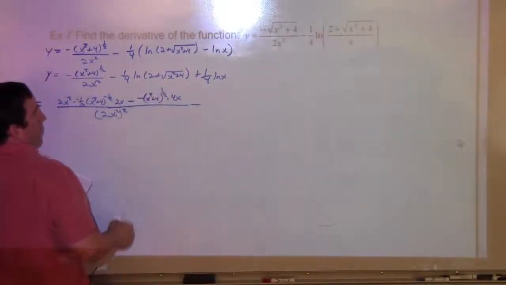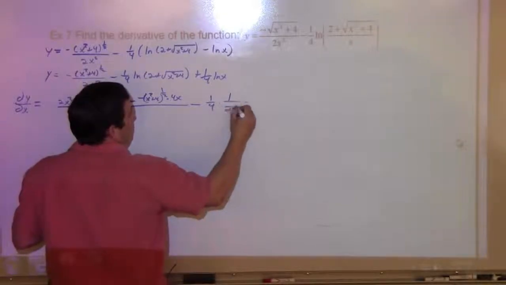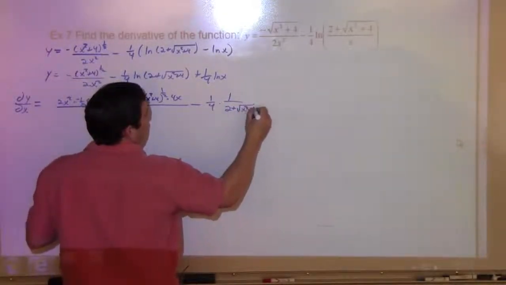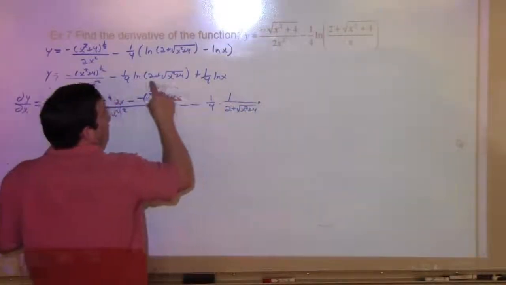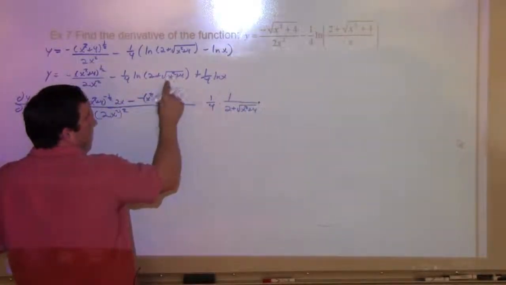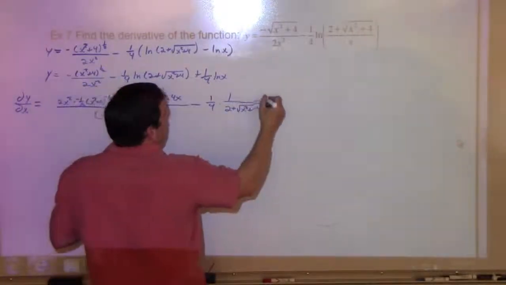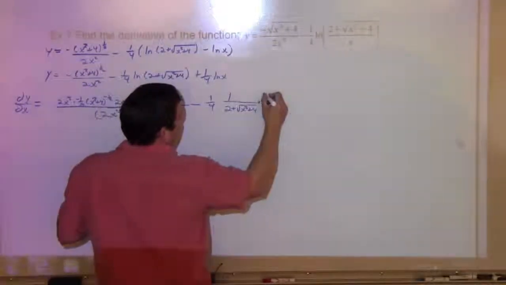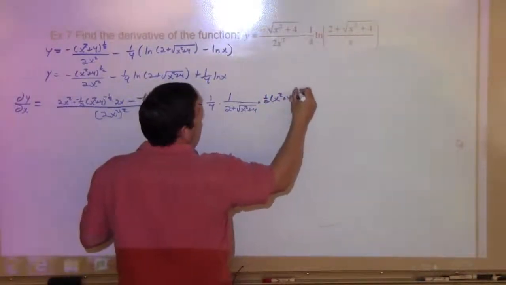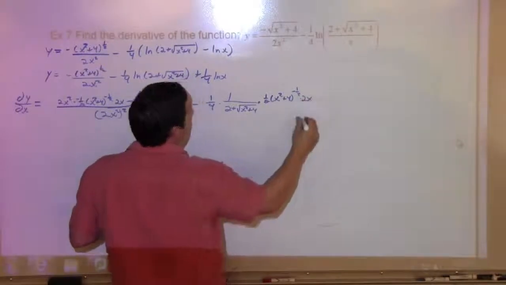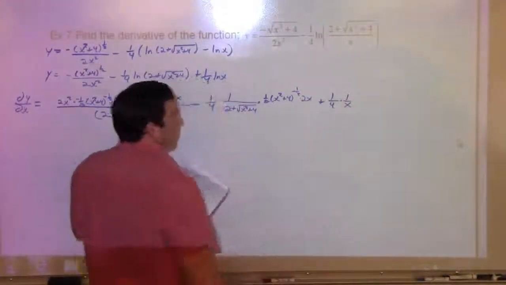minus, now this derivative is going to be, we have 1/4 times 1 over 2 plus the square root of x squared plus 4 times the derivative of this part. Well, that's going to be, the derivative of 2 is nothing, but the derivative of the square root part is going to be 1/2 times x squared plus 4 to the negative 1/2 times 2x plus 1 over 4 times 1 over x. Whew.